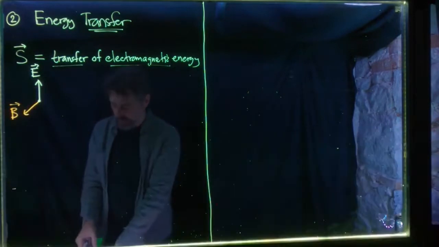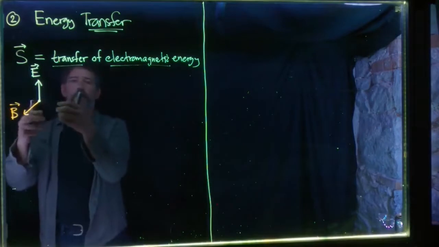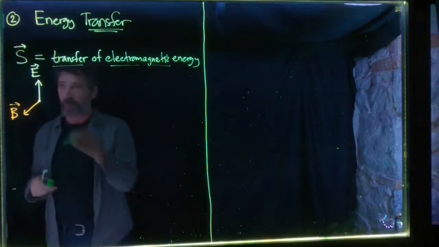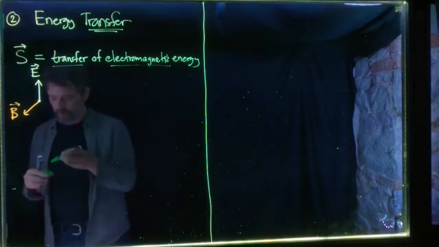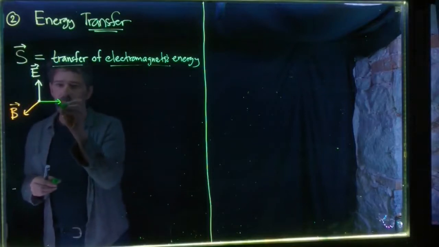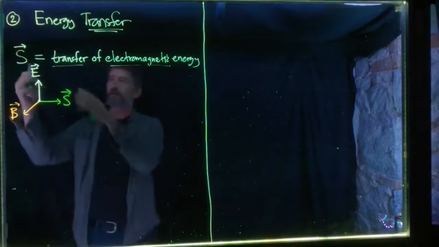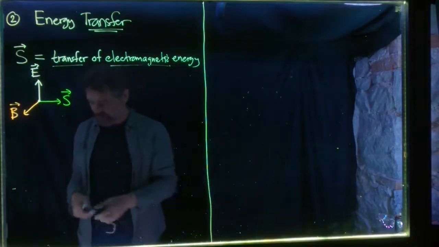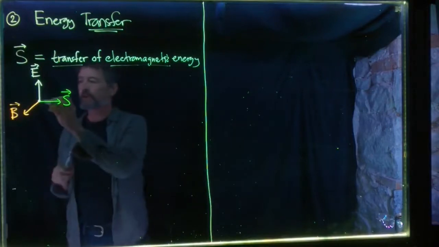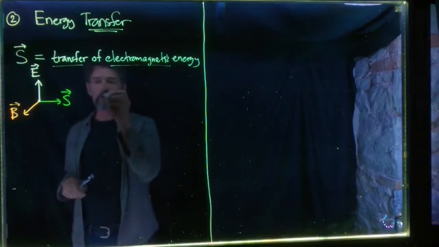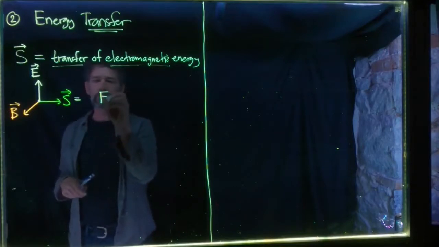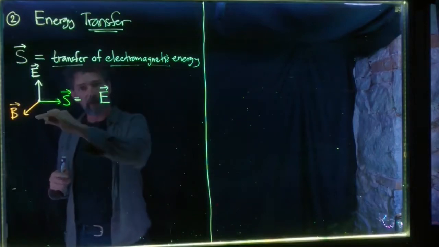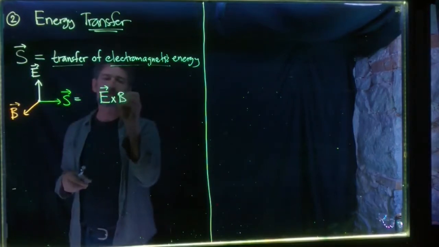And then it turns out that you can figure out the rate, the intensity of the electromagnetic energy flow by calculating this vector S. So S is the intensity of the transfer of electromagnetic energy. And how do you calculate that? Well, at that point in space, let's take the electric field vector. So S is equal to the electric field vector at that point, and we take the vector cross product with the magnetic field.